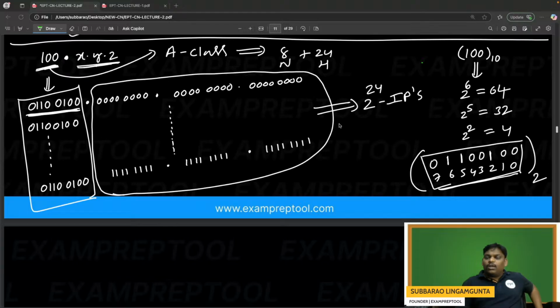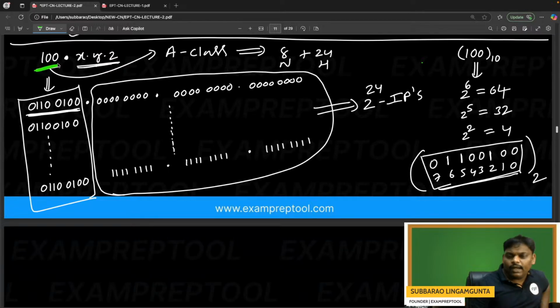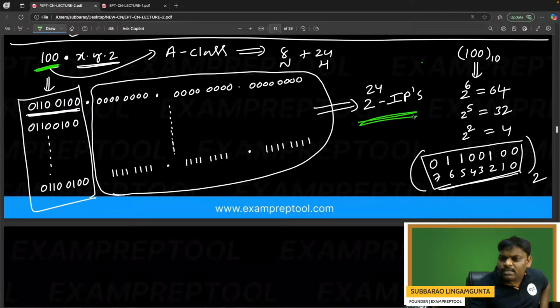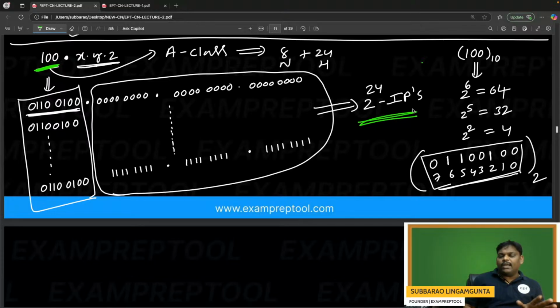We are talking about one class A network, because there are class A network 0, class A network 1, class A network 2, up to class A network 127. Out of them, one is 100, and we are talking about 100 only, not all class A networks. And one more thing: 2 power 24 IPs are there in one class A network. Please help me: every IP contains how many bits? In all these IPs, how many bits are there?